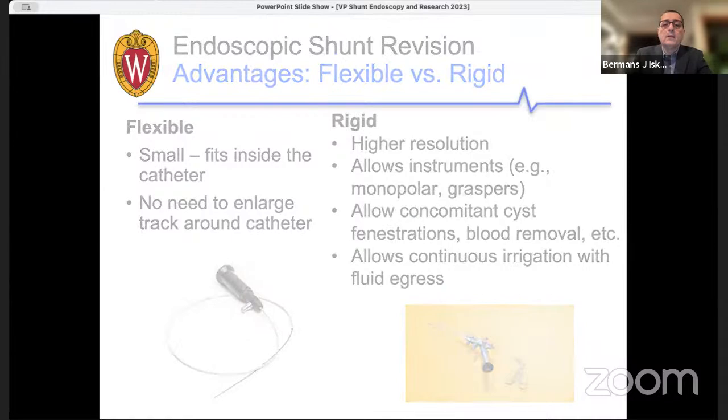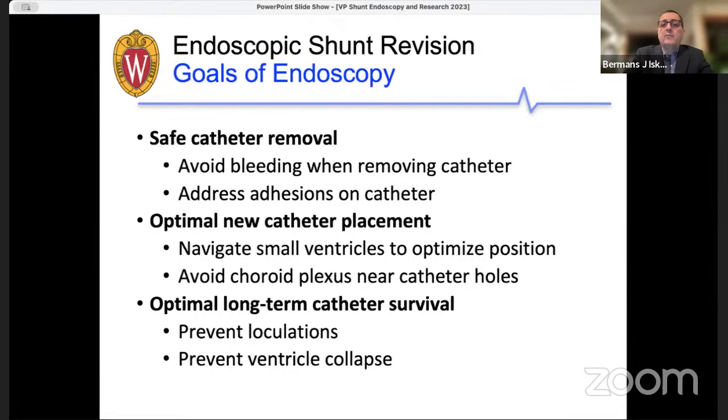The goals of shunt endoscopy include safe catheter removal. Oftentimes, these catheters are embedded in the brain, and when they're removed, it can cause bleeding from tearing of vessels or choroid plexus or ependyma. Optimal new catheter placement. When we go with direct visualization of the ventricle, we can choose where we place the tip. It's not blinded. And the third is optimal long-term catheter survival. And that's the interest I have with the research, which we will discuss in the second half of the talk.